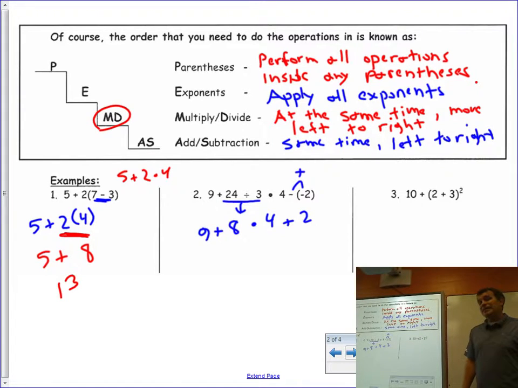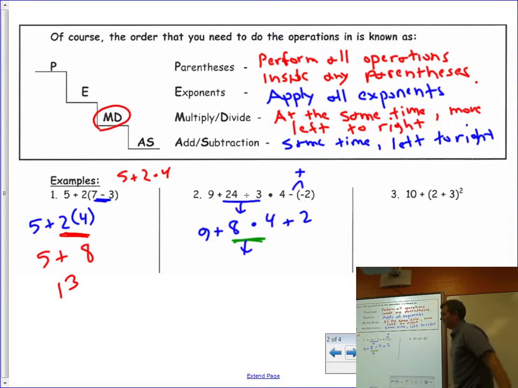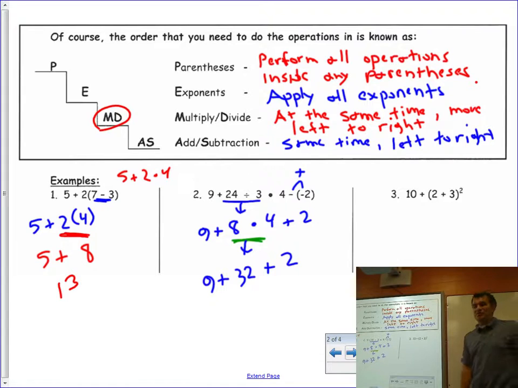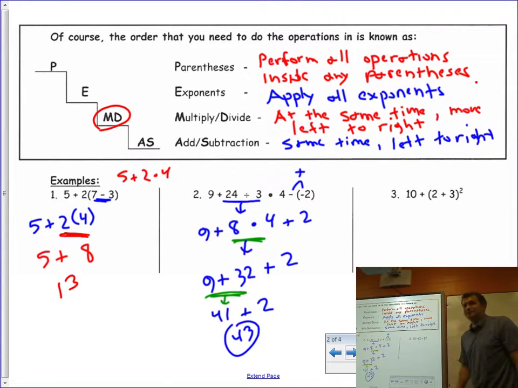All right, I have not yet finished all the multiplying and dividing, so I'm still on the step of multiplying and dividing. And the next thing I see, of course, is the 8 times 4. So I'm going to replace the 8 times 4 with 32. And now I've done all the multiplying and dividing. So now I'm ready to go ahead and do the adding and subtracting. And again, I do that from left to right. So I would first do the 9 plus 32, which is 41. And finally, I'd add the 41 and 2 together and get 43.